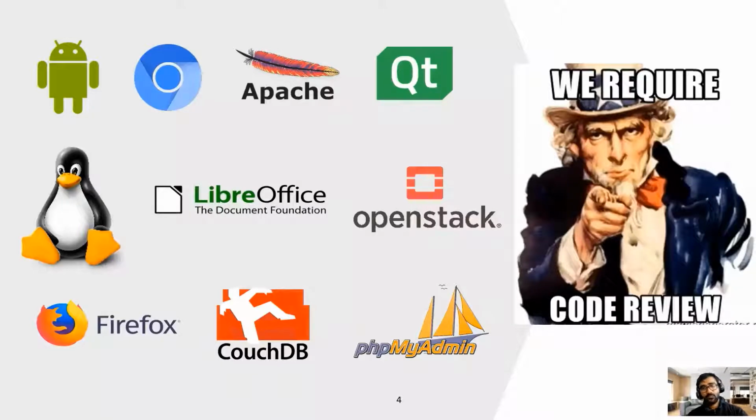That's why most of the popular open source software projects, including Android, Chromium, Apache, and Qt, follow mandatory peer code review practices in their software development lifecycle, which means each code change must be manually reviewed and approved by one or multiple peers before acceptance.